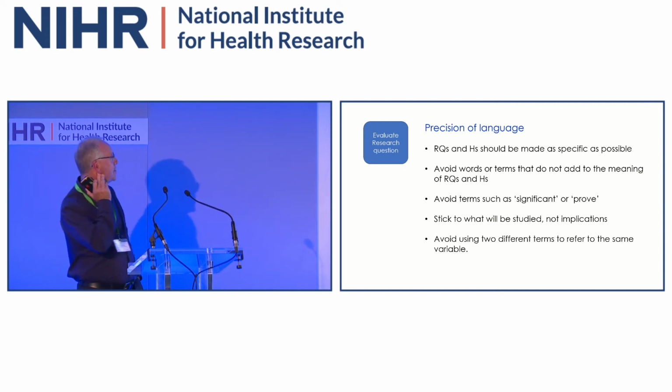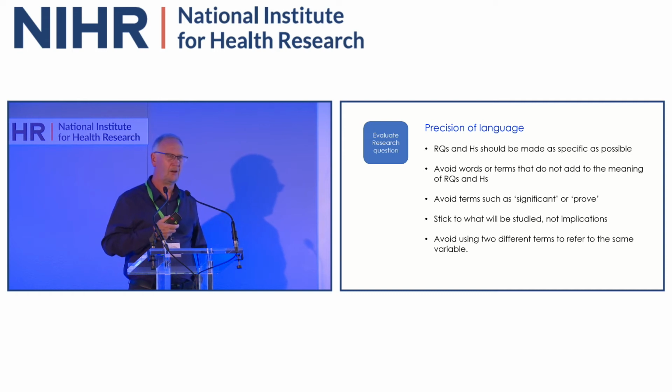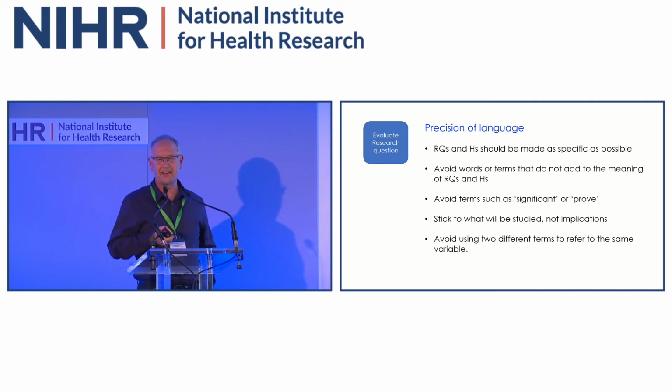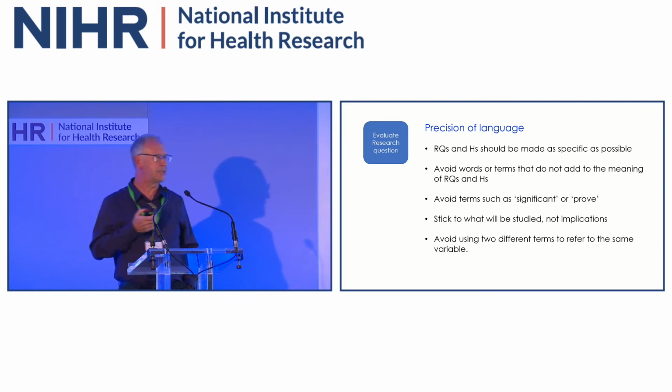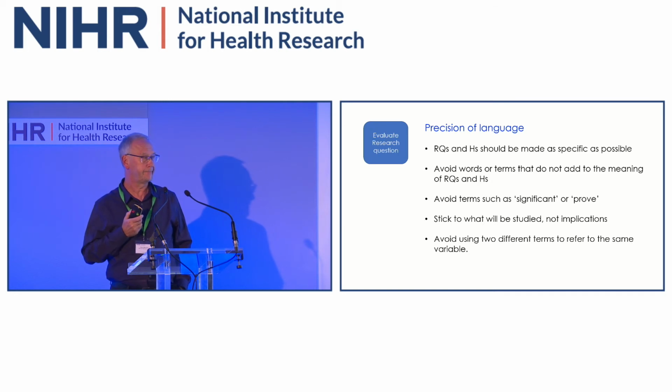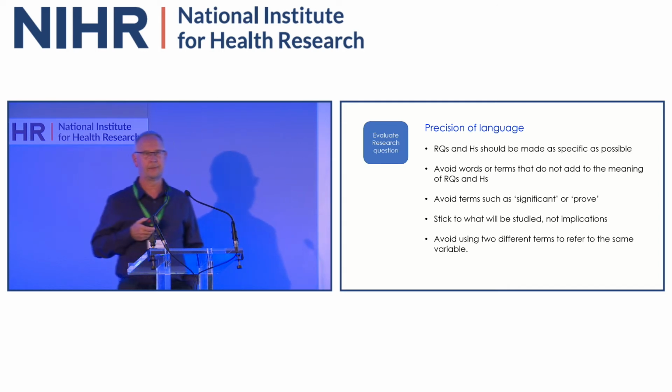Your research questions and hypotheses should be made as specific as possible. Avoid words or terms that don't add anything to the meaning. Very often I take a red pen to somebody's research question and remove about a third of the words. They're not necessary. They don't explain anything. They get in the way of the thinking.